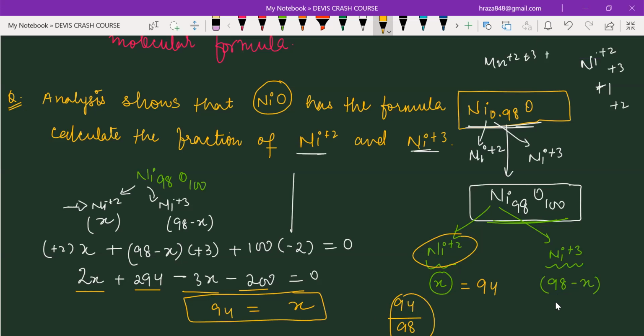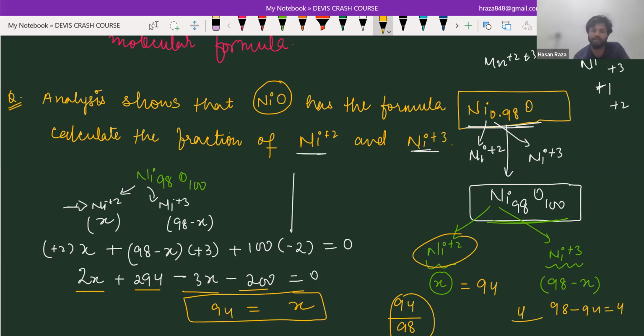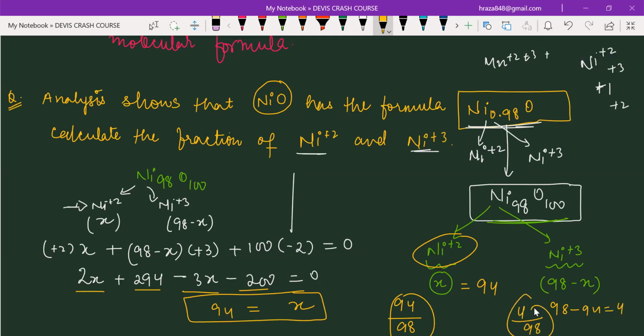So can you tell me the number of Ni plus 3? 98 minus x, that is 94. That will be 4. So the fraction will be 4 by 98. And if the question will be calculate the percentage, what you just need to do, multiply it by 100, you will get the percentage. Okay. So please write it and then let me know.